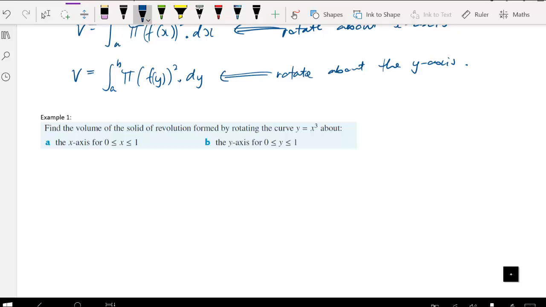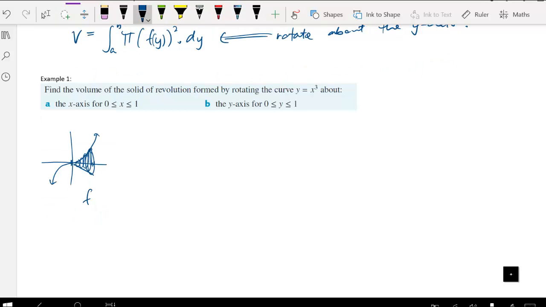So in this first example, we've been asked to find the volume of the solid of revolution formed by rotating the curve y equals x cubed about the x-axis. Okay, so for this first one, if we look at the function y equals x cubed, this is what it looks like. And because we're working between 0 and 1, we're looking at these radii and therefore this shape, the three-dimensional shape we're looking at. So our f of x is equal to x cubed. Our volume between b and a will be pi f of x squared with respect to x, so pi r squared.